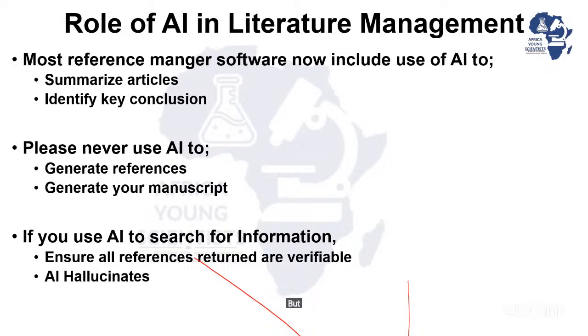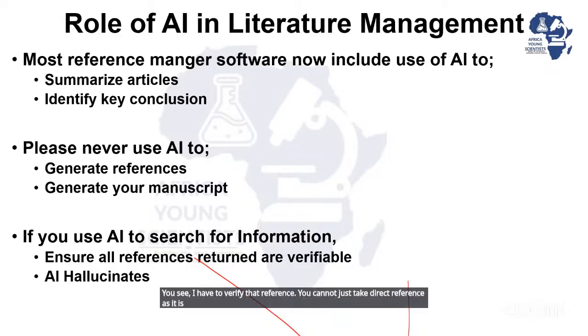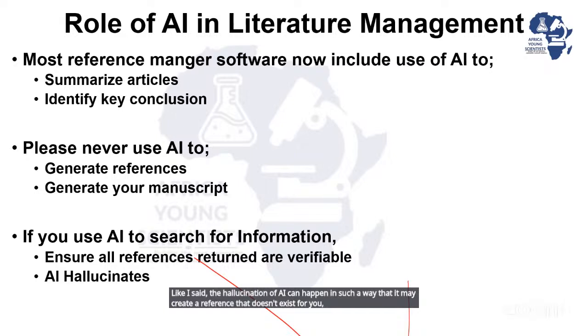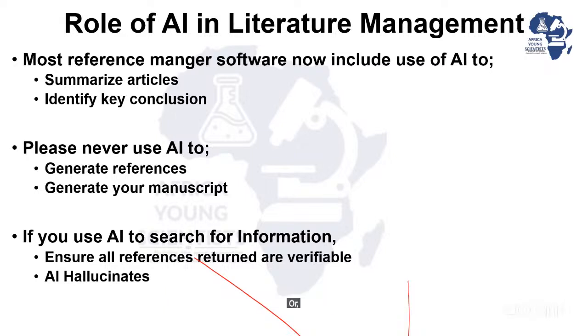But if you tell AI, hey, find me the reference for this, in most cases the AI will hallucinate. Even if you put the prompt and it generates a reference for you, you still have to verify that reference. You cannot just take that reference as it is. Like I said, the hallucination of AI can happen in such a way that it may create a reference that doesn't exist, or the reference may exist, but it is not the reference that made that statement. So both are wrong.